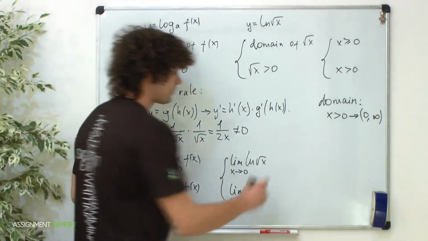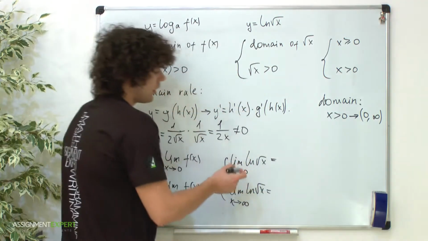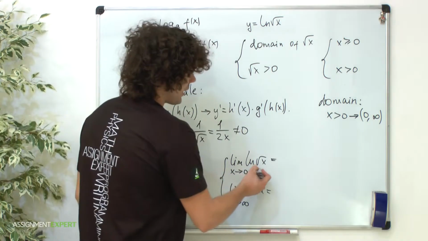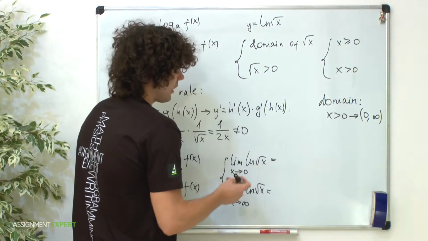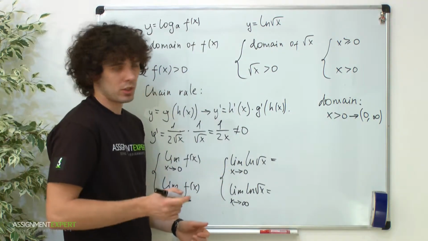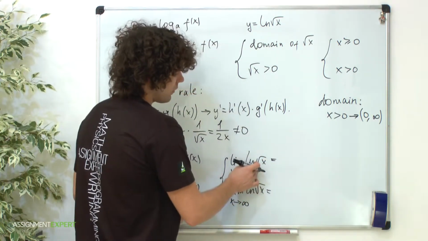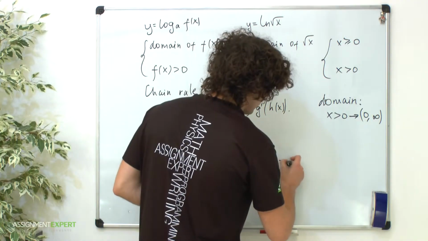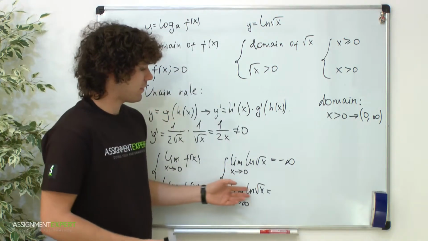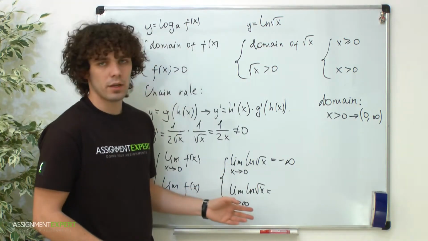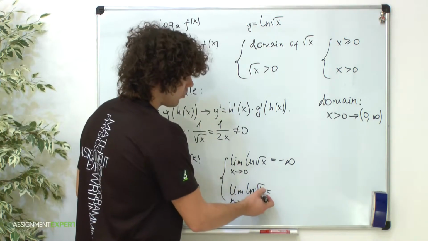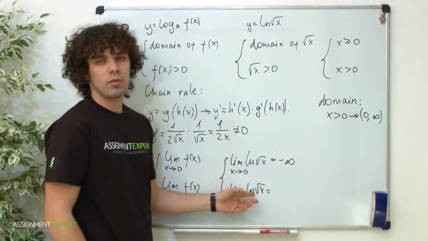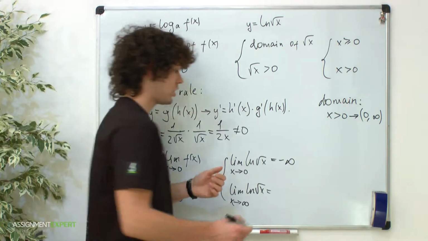Now let's find them. Limit of ln of the square root of x when x tends to 0. If x tends to 0, then over here under the ln sign, we'll have something very close to 0 and positive. To obtain it, we need to raise the base of a logarithm to the extremely large negative power, which is negative infinity. The second is the limit of ln of the square root of x when x tends to infinity. In this case, under the log sign, we have something very large and positive. So to obtain it, we need to raise the base of this logarithm to the extremely large positive power, which is the positive infinity.